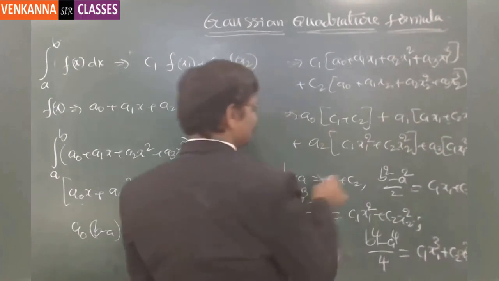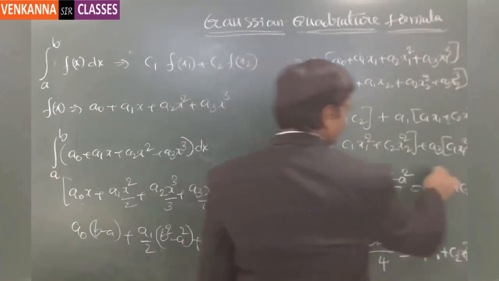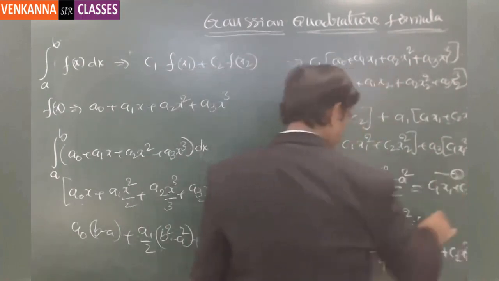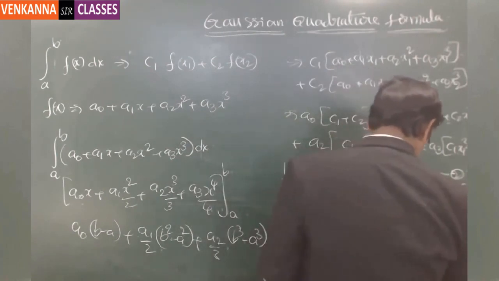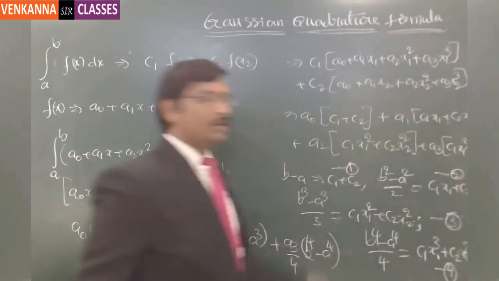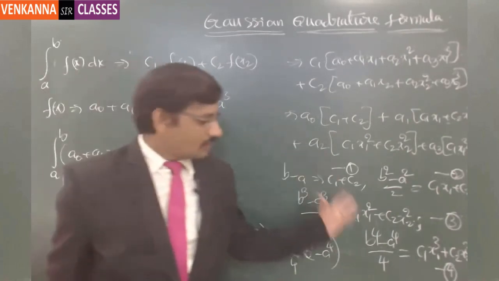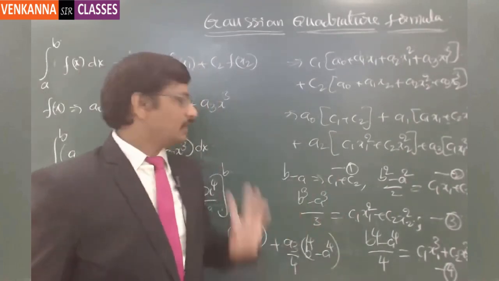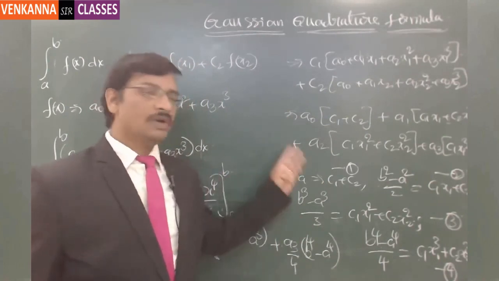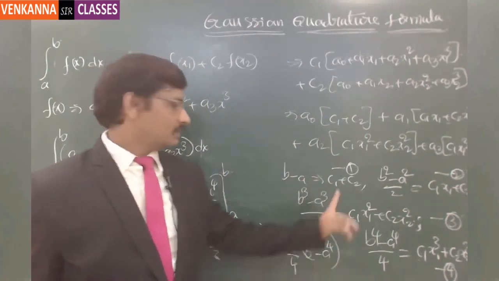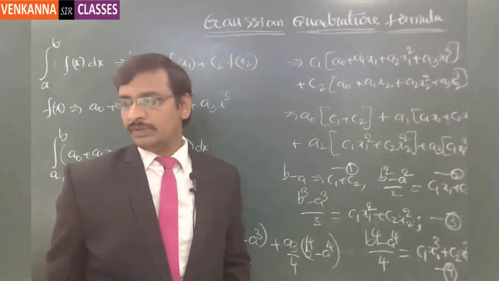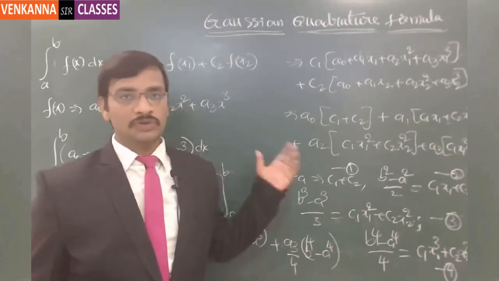So we need to solve these 4 equations. This is equation number 1, this is equation number 2, this is equation number 3 and this is equation number 4. So we have to solve all the 4 equations here. Got it? After solving these equations, we are going to arrive at 4 different values for the 4 unknowns. Those 4 values are c1, c2, x1, x2. So these are the undetermined values which we found just now.